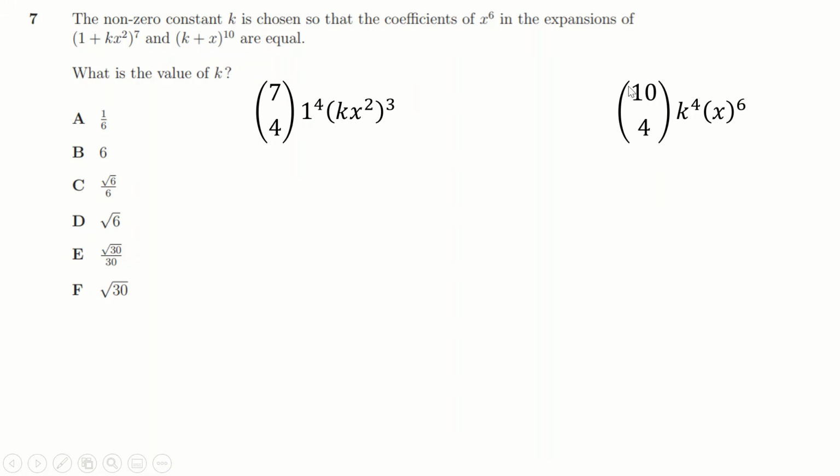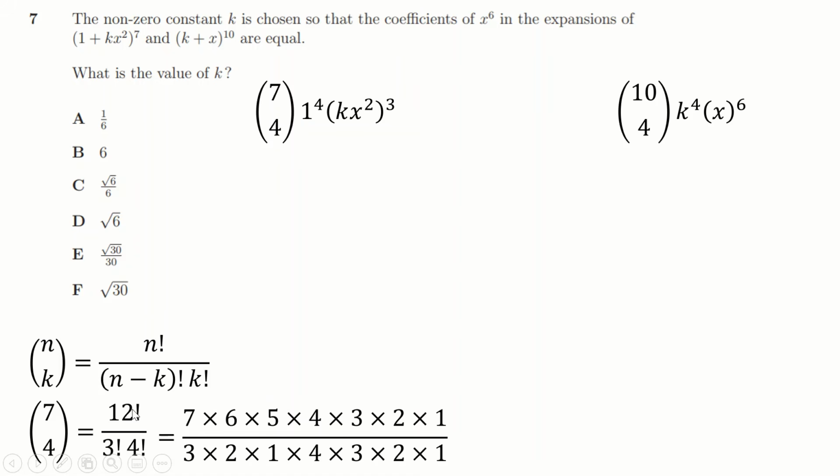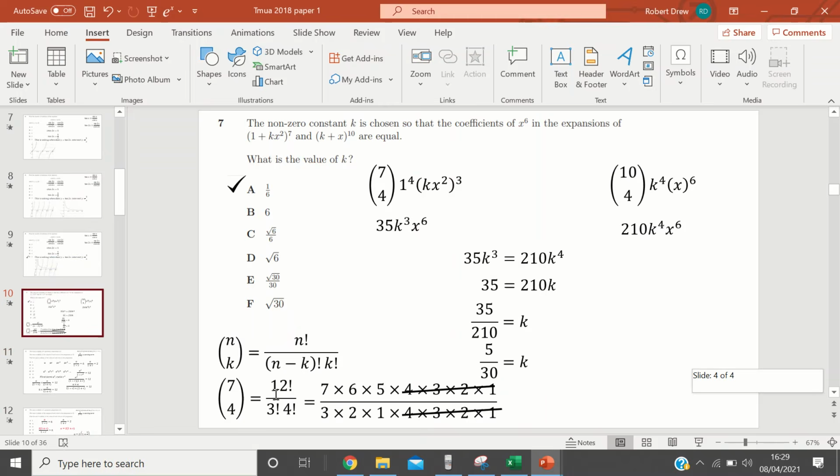Now, how do I work out 7 choose 4 and 10 choose 4 without a calculator? Well, this is the definition of the choose. It's n factorial over n minus k factorial times k factorial. So this one here is going to be 7 factorial. I don't know why that says a 12. That's really annoying. That should totally say a 7. Let's just change it, because otherwise it would annoy me.